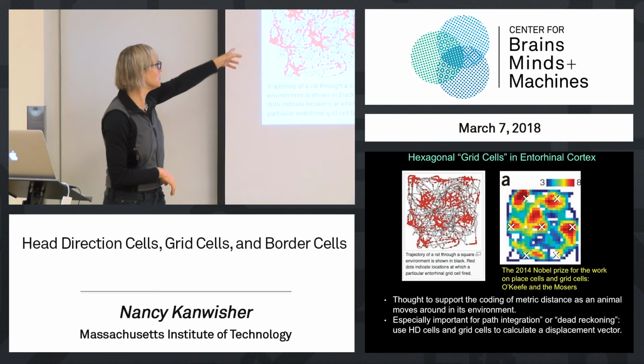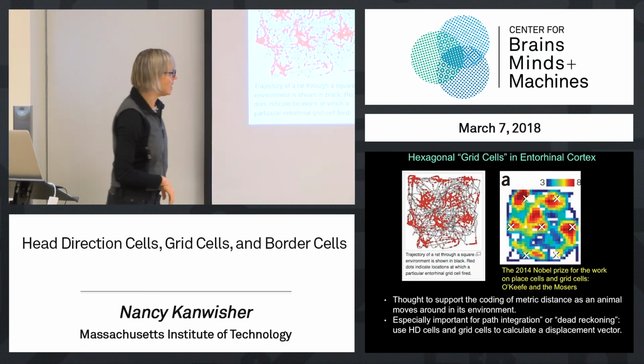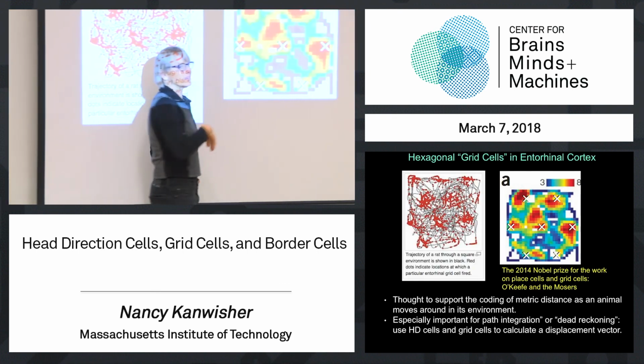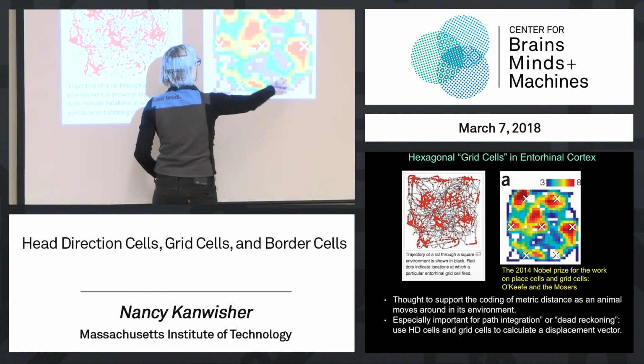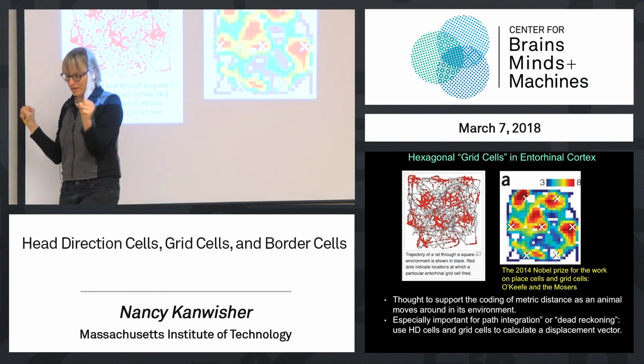Okay, so here's a couple of grid cells mapped out in the same way, and this is just showing you in color the actually mapped out field, and the X's show you where the perfect hexagonal grid would be.